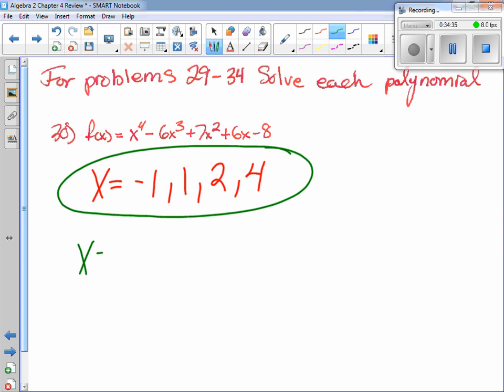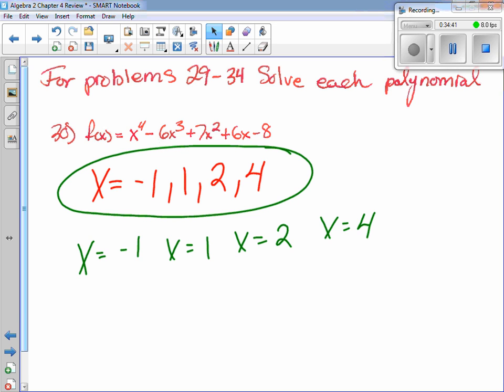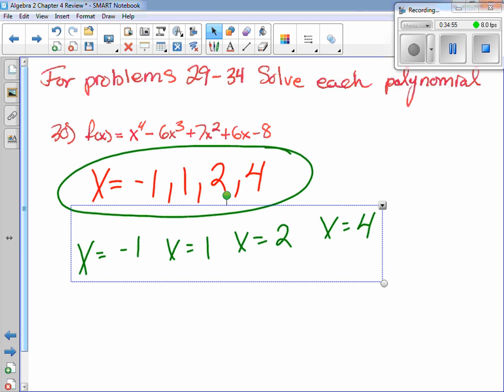This here is the same as saying I found all 4 values, yes? I'm done. Solve it. So what values make it 0? Well, negative 1, 1, 2, and 4, because that's where it crosses the x-axis. When we graph it, we needed how many solutions? Do we have 4? We're done. Any questions on this here?